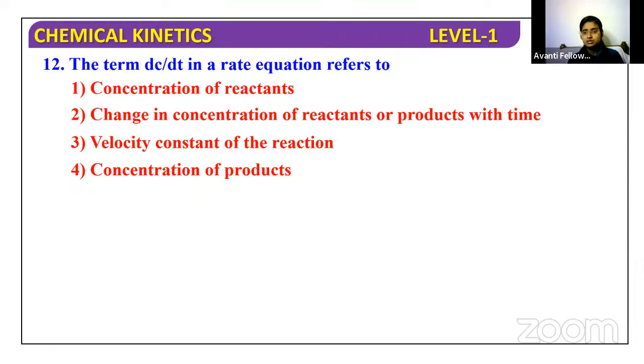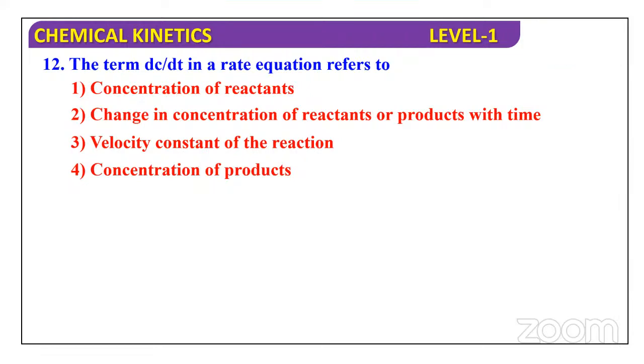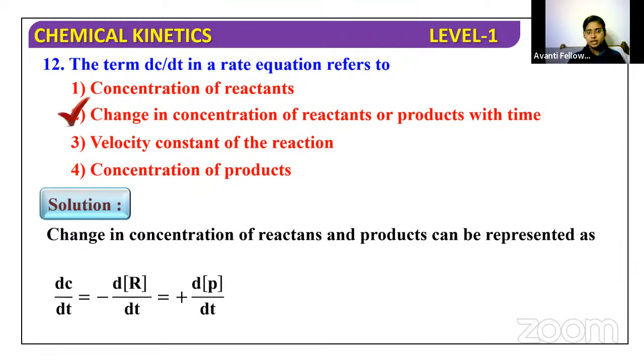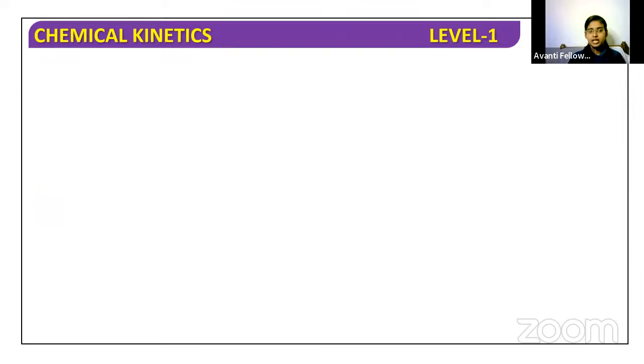Option 2. The term dC by dt in a reaction rate equation refers to the change in concentration of reactants or products with time. Very good, students. So 2 is the correct answer.